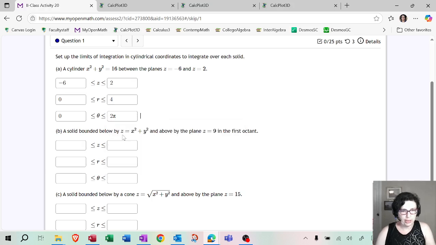Okay, so let's look at the next solid. So this one is a paraboloid, z equals x squared plus y squared, which is your bottom surface, and the top surface is z equals 9. Now, there's something else that you need to pay attention to, and that is that they say it's a first octant. So first octant means that all three coordinates, x, y, and z, are positive. That's going to put a restriction on your theta. It's not going to be all the way from 0 to 2 pi. It's just going to be from 0 to pi over 2.